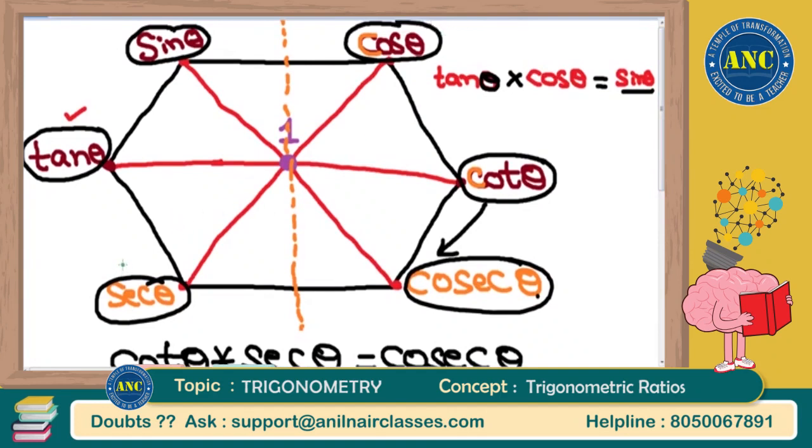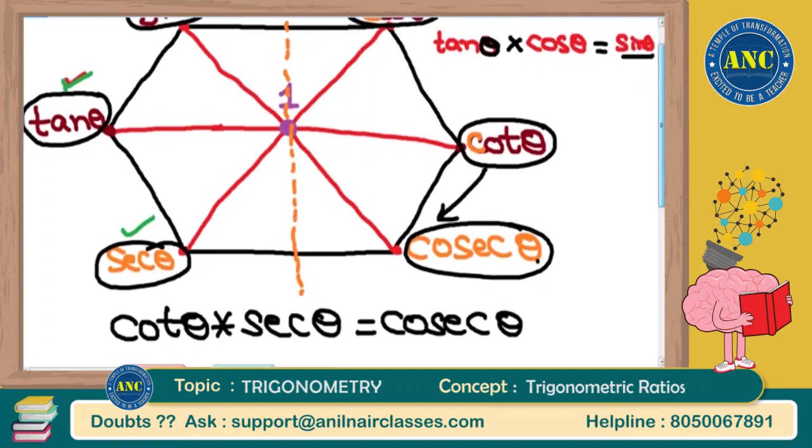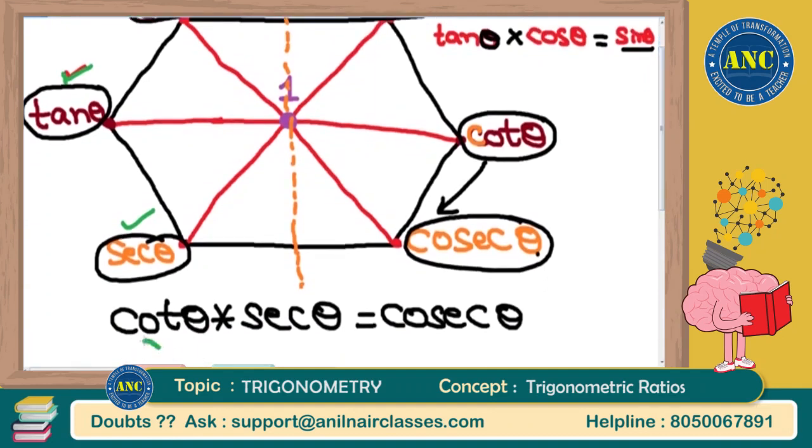Suppose, for example, I take secant, tan and sine. If I take secant, tan and sine, what should be the trigonometric function? First one is secant, last one is sine, middle value is tan. So secant into sine will give me the middle trigonometric function, tan. Like that you can derive any number of things.